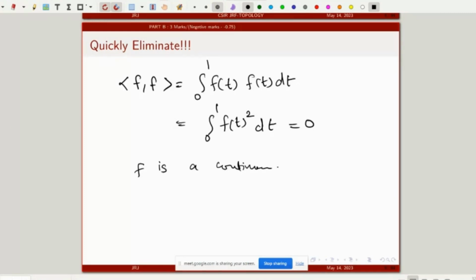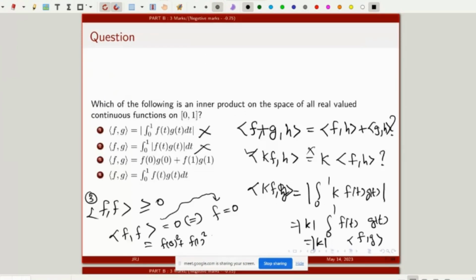F of T square equal to 0. So we can conclude that F of T square equal to 0, which implies F of T equal to 0 for all T belongs to the closed interval [0, 1]. So this F is an inner product. So all these options are wrong. This is the right answer.